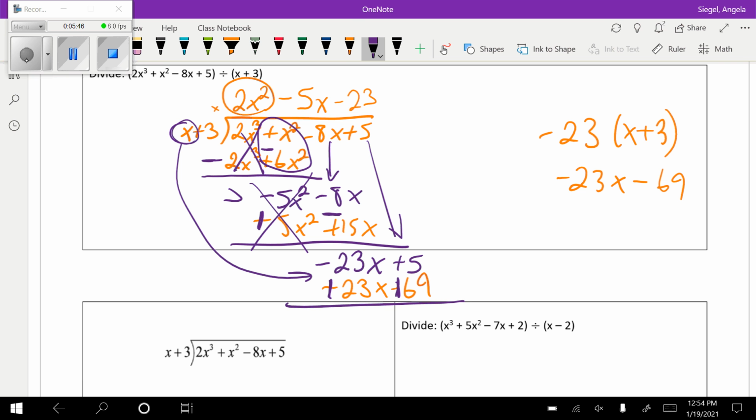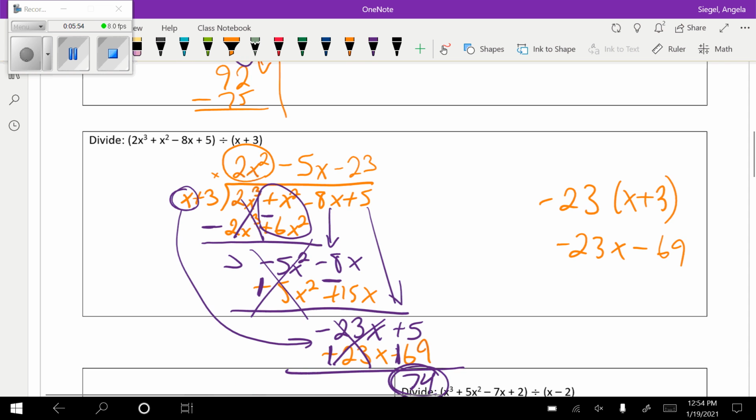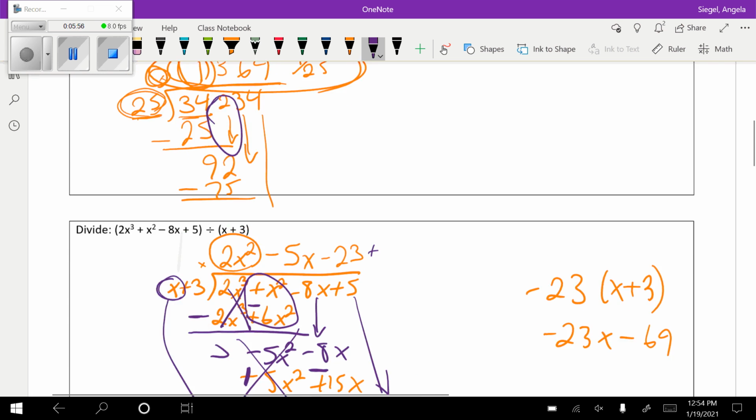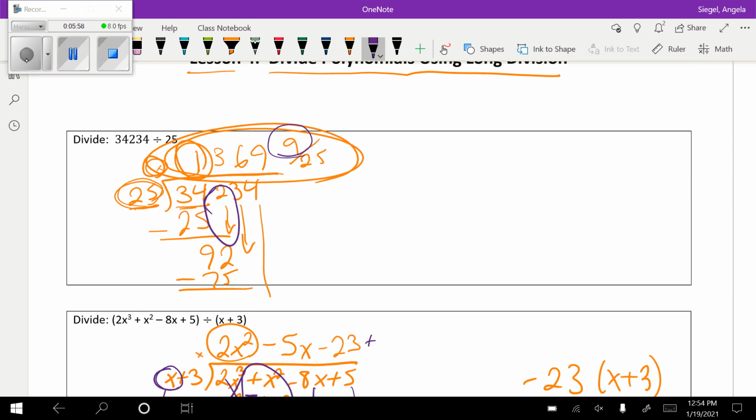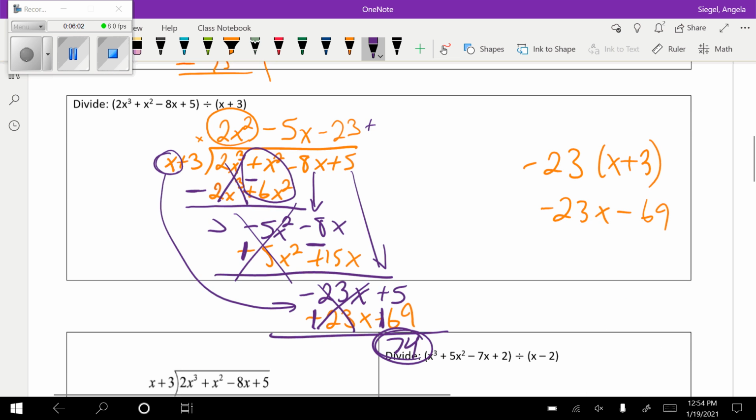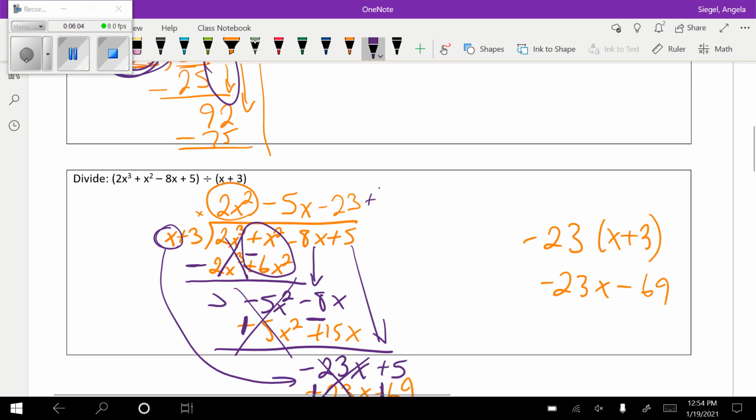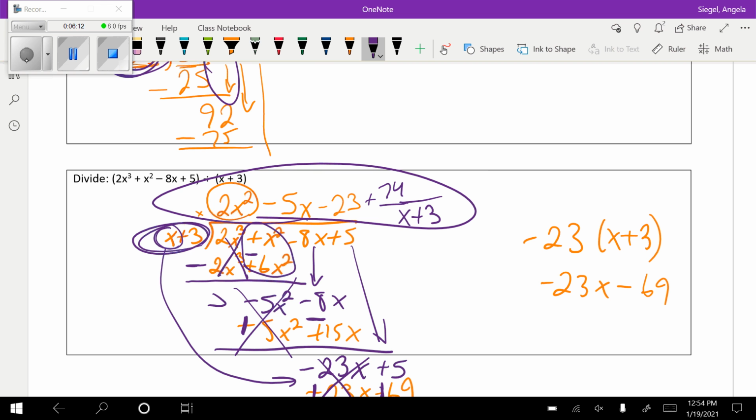And I have these cancel out, and 69 plus 5 is 74. So this is my remainder. So I'm going to say plus, and just as we did over here, this is our remainder over the number that we're dividing by. So we're going to do our remainder 74 over x plus 3. And this is my final answer.